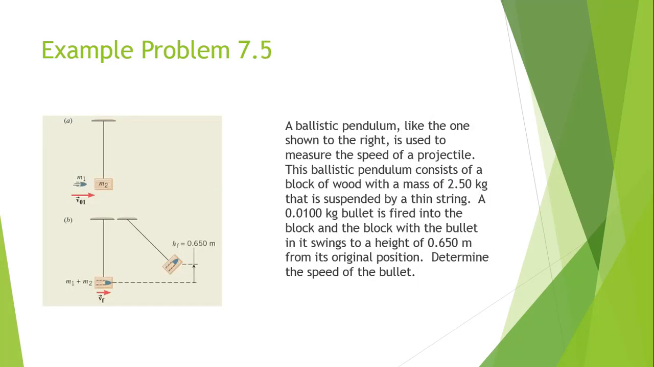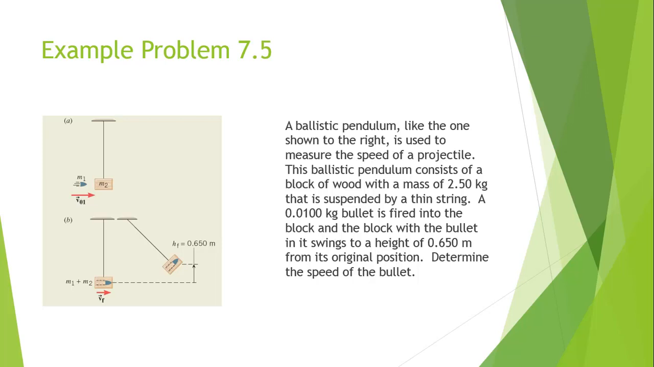So a good example of a collision which is completely inelastic is what we call a ballistic pendulum. And a ballistic pendulum I have here shown to the right. It's one way that's used to measure the speed of a projectile. If I wanted to figure out how fast is the speeding bullet, this is one way I could do that.